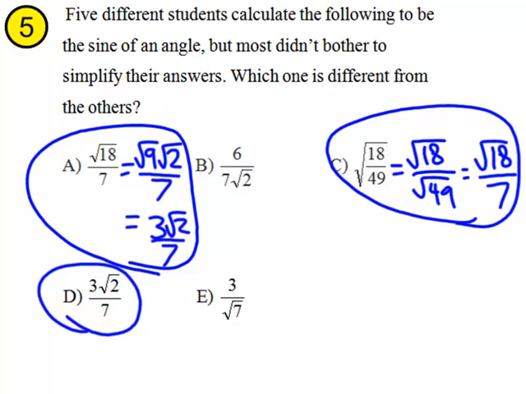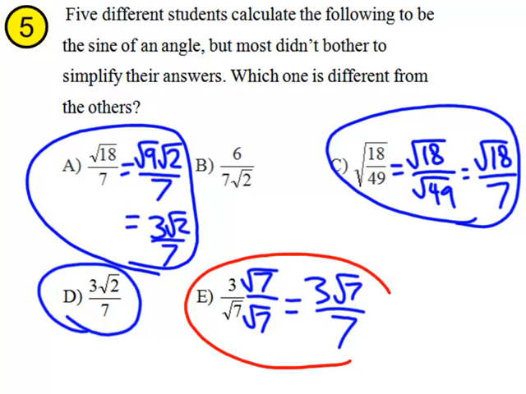I look at what's left. Let's see, we've got all these denominators of 7. So I look at this root 7 down here for E, and I think, let me turn that denominator into a 7. I'll do that by multiplying the bottom by root 7, and if I multiply the bottom by root 7, I got to do the same with the top. So that gives me 3 root 7 over, now I just have 7, and I see that is not the same as the other answer choices. So that looks to me to be the one that is different from the others.